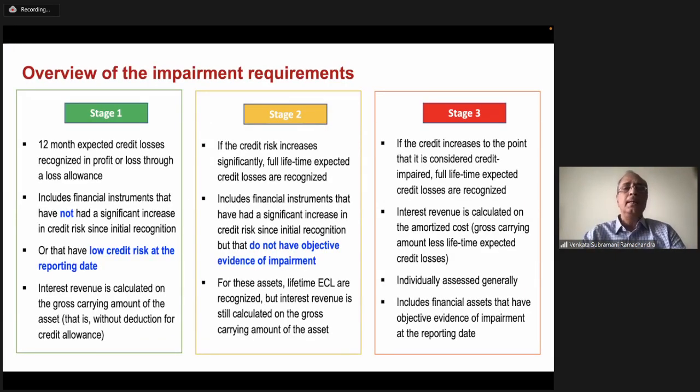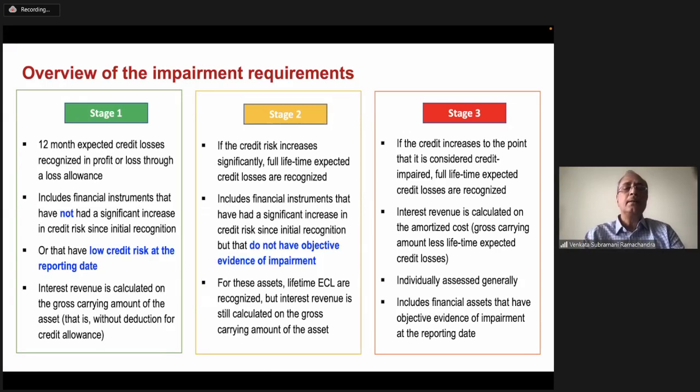Now let us take a look at the overview of the impairment requirements. Every financial asset can undergo these three stages, not that it has to undergo them, it may undergo these three stages. Stage one is when it is a normal asset. That means you are able to collect the dues regularly, so there is no question of any increase in the default risk and so on. That is what is called stage one.